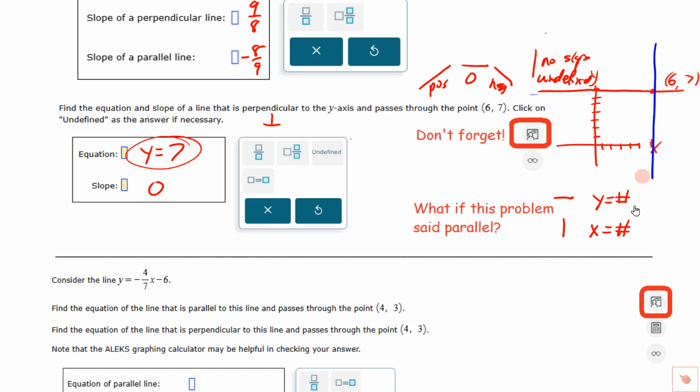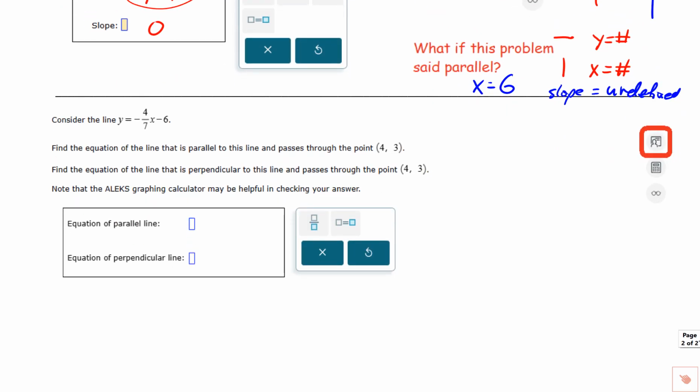Well, this one is going to be x equals a number. The only x that it could possibly be is where it crosses the x-axis, this right here, which is that x coordinate for the point. It's going to be the 6 because we went over 6. So it's going to be x equals 6. And then the slope, what would we say for the slope? Well, straight up and down, remember, is undefined. So we'd grab that button right there and we would say undefined. Okay, just click that button and it'll take care of it for you.